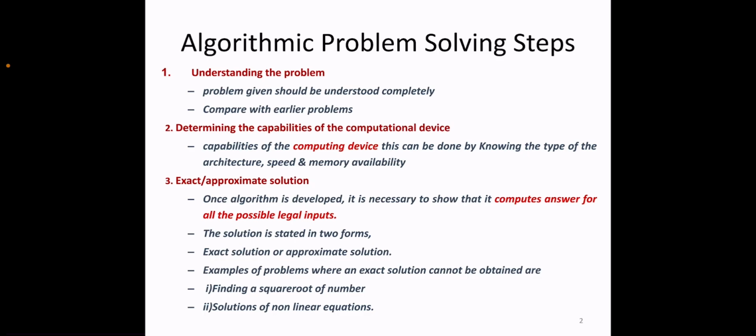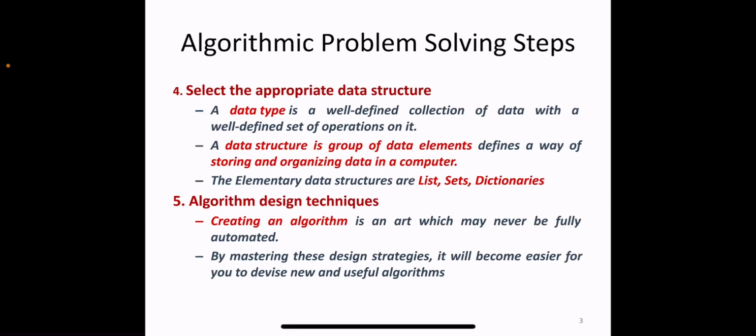Examples where exact solutions cannot be obtained are finding the square root of a number or solutions of non-linear equations. Then the next one is select the appropriate data structure. You have to identify in which data type you are going to present your algorithm. What is the definition of a data type? A data type is a well defined collection of data with a well defined set of operations on it.